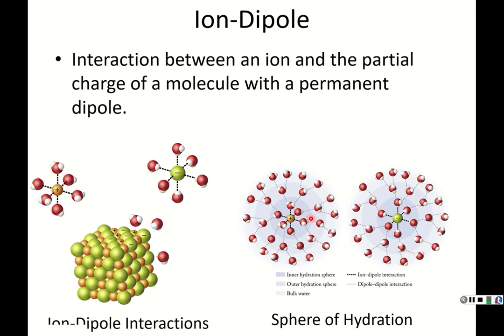And if we go further, you have what's known as the inner hydration sphere, where the water is interacting directly with that ion. And then you can have what's known as the outer hydration sphere, where you have water molecules that are interacting with the water molecules that are coordinating that ion. These networks get very complex and complicated, and that's why there's a lot of stability in this intermolecular force.